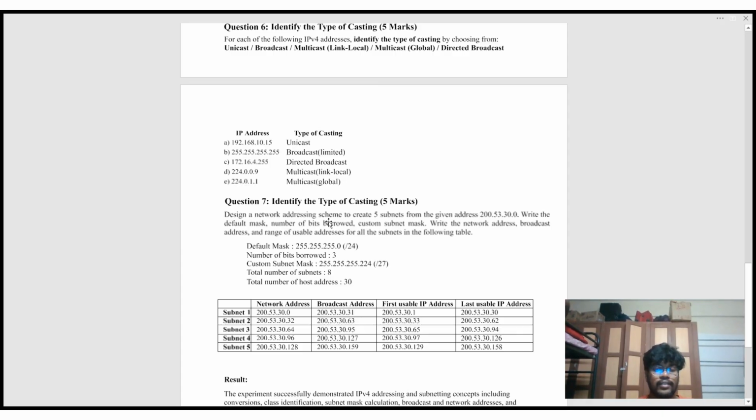Default mask defines 255.255.255.0/24. Number of bits borrowed: 3 bits are borrowed. Next, custom subnet mask 255.255.255.224 /27. Number of subnets: 8. Total number of addresses is 32. Thank you.